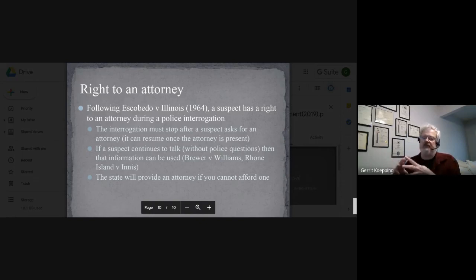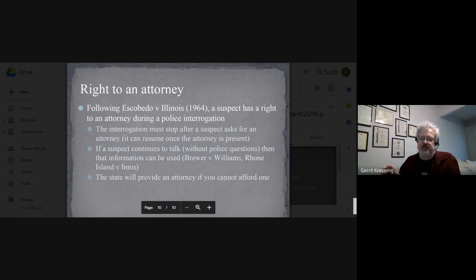So under Escobedo versus Illinois, you have a right to an attorney not only during your trial, which is established in Gideon versus Wainwright, but you also have a right to an attorney during your interrogation. Now, once you ask for an attorney, basically the interrogation has to terminate until your attorney is present. Okay. Once you ask for an attorney, bang, the interrogation has to be over.